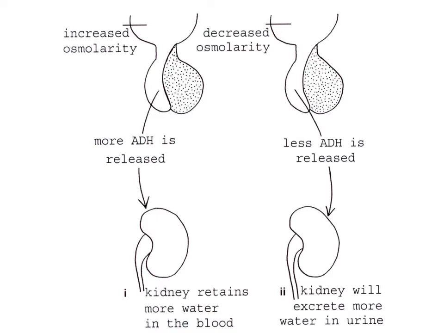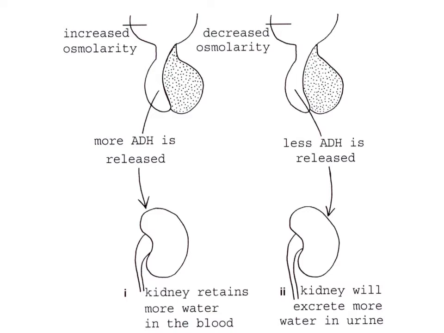Therefore, the urine volumes will be reduced. So the more antidiuretic hormone, the lower the volumes of urine. That's good because it means that the water that we already have in the body is retained. So we will reduce the increase in osmolarity. The osmolarity won't be increased by excessive excretion of water by the kidneys.